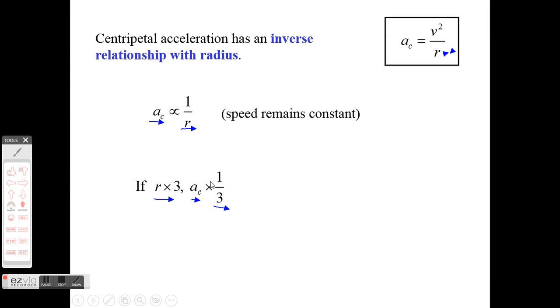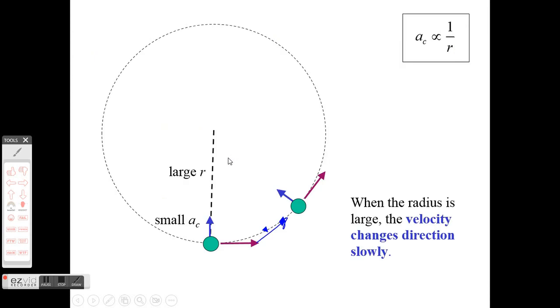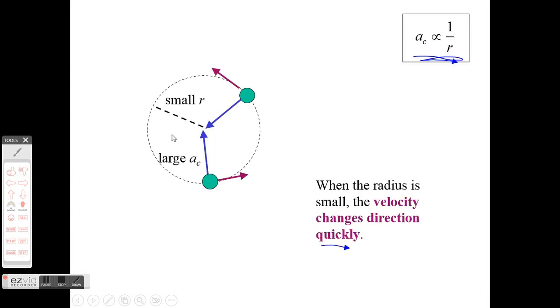This, I think, should sort of make sense. When the radius is large, the velocity changes direction slowly. Right? When the radius is small, the velocity changes direction quickly. Which means a smaller number on the bottom of our fraction means a bigger centripetal acceleration.